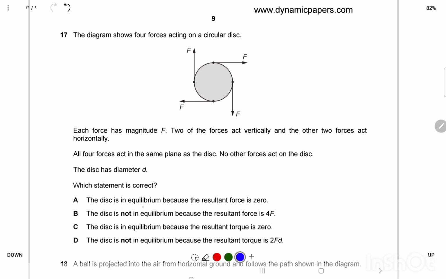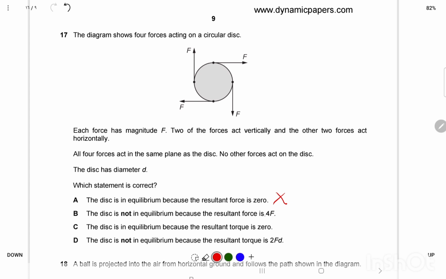The disc is in equilibrium because the resultant force is 0. For equilibrium, we should have resultant force equals 0 and moment equals 0. But clearly here, resultant force is not 0. So this option is incorrect. Next: the disc is not in equilibrium because the resultant force is 4F.